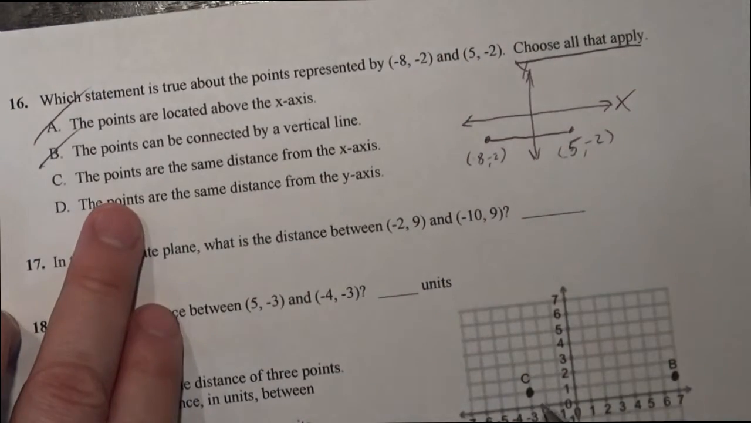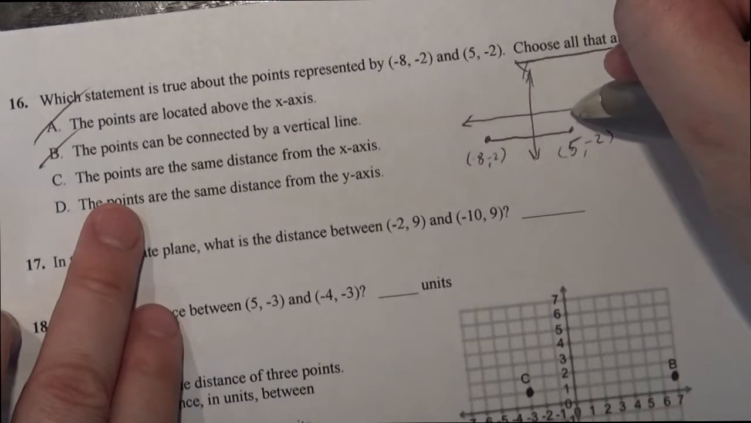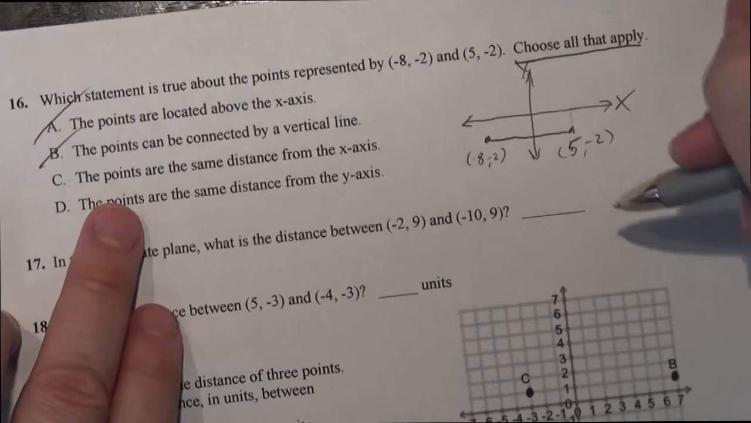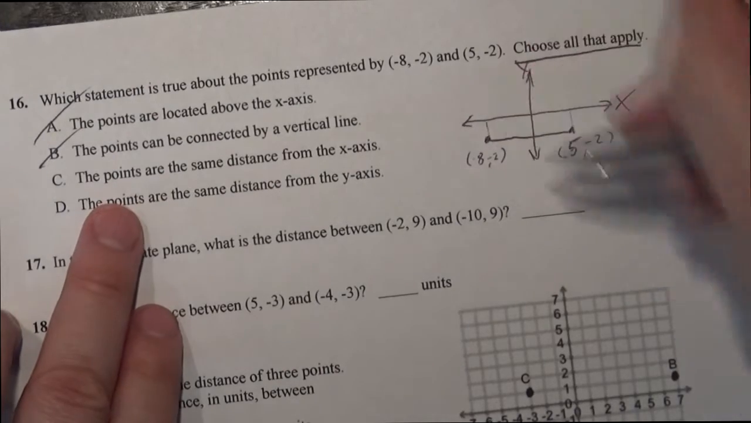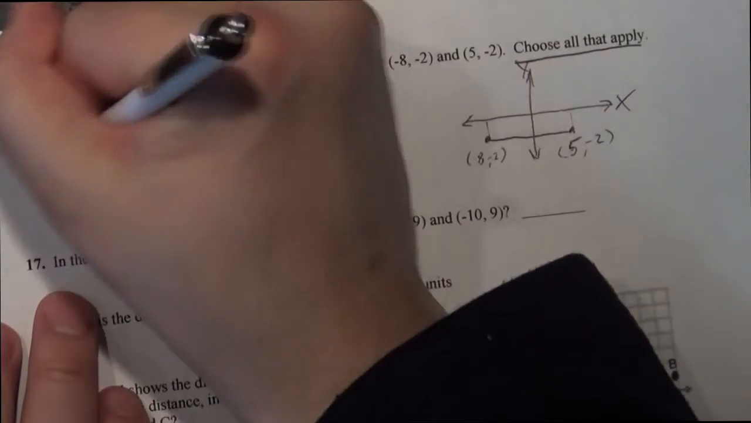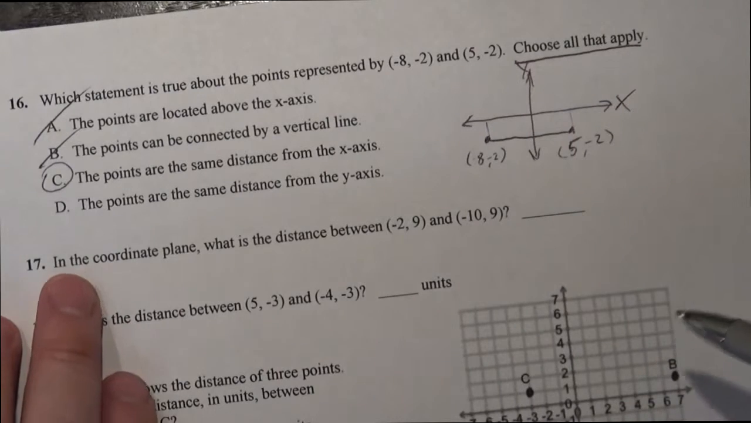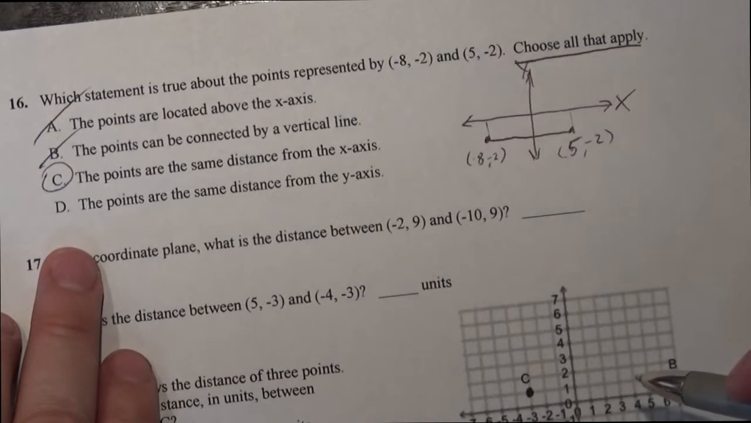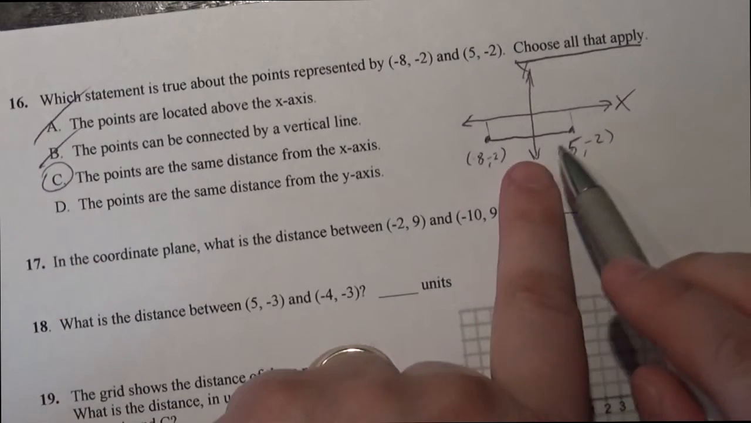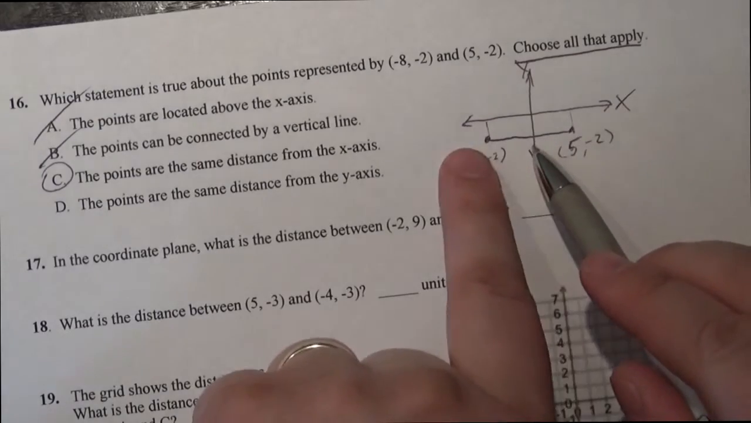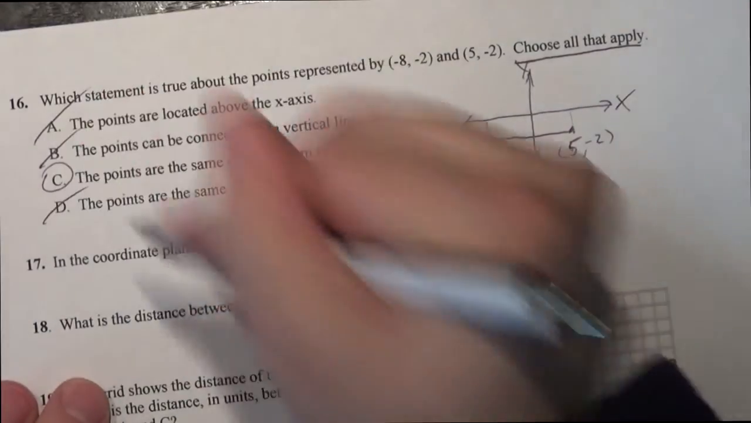The points are the same distance from the x-axis. Here's the x-axis. This point is 2 away from the x-axis, and this point is 2 away from the x-axis, so letter C is correct. And then the points are the same distance from the y-axis. Let me look at it. This is 5 away, this is 8 away. So no, letter D doesn't work.